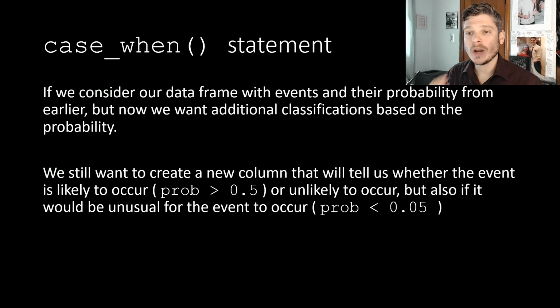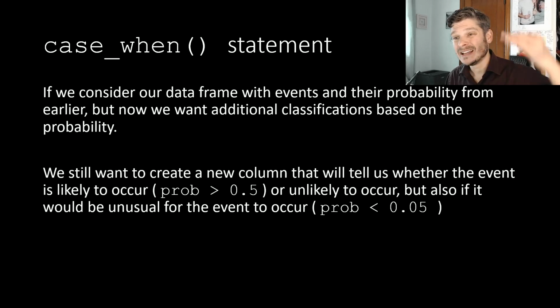And what I want to do is create more than just 2 categories. So let's say in this last example, I still want my categories for likely and unlikely, but in this case, if I have something where my probability is less than 0.05, meaning that the probability of it occurring is less than 5%, I want my column to say that this event is not just unlikely, but I want it to say that it is unusual. All right. So if my probability is less than 0.05, it'll be unusual. So now I have 3 options: likely, unlikely, and unusual.